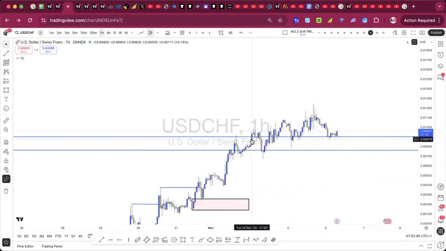Anyway, so this is a break of structure, and then you have this order block. Then you have another break of structure. You have this order block. Then we have another break of structure. Then you have this order block. There are many of them like that. Then you have another break of structure. So let's go here.